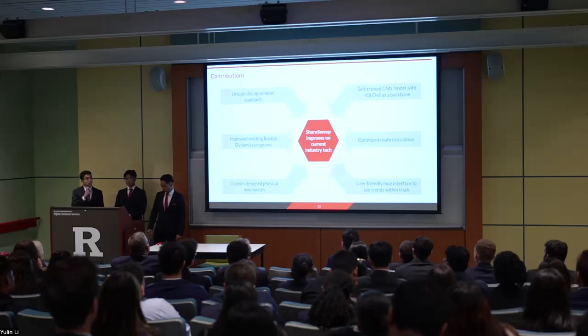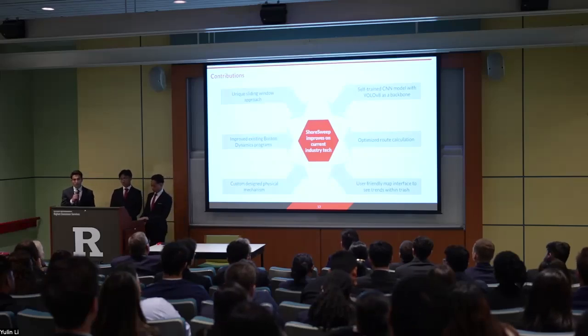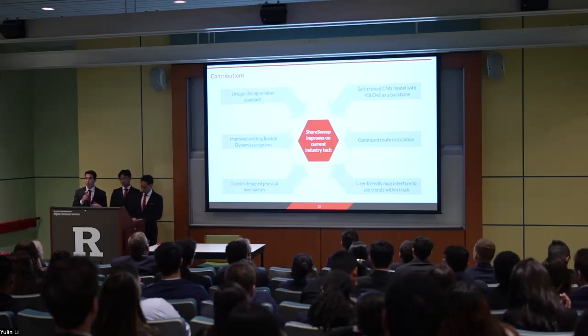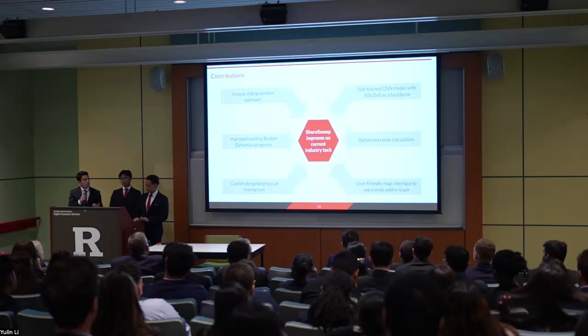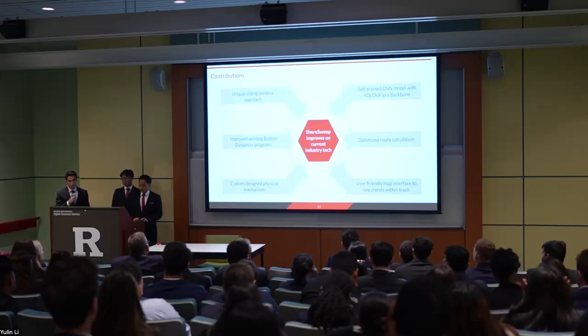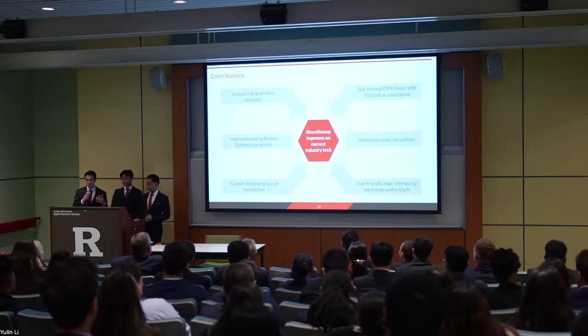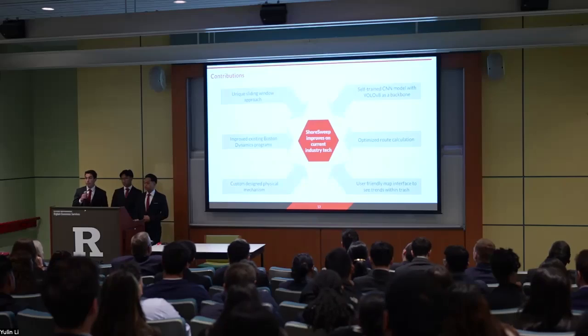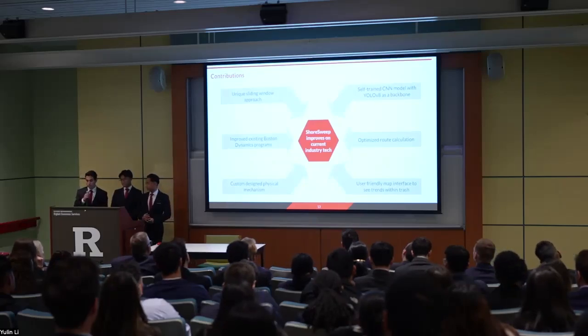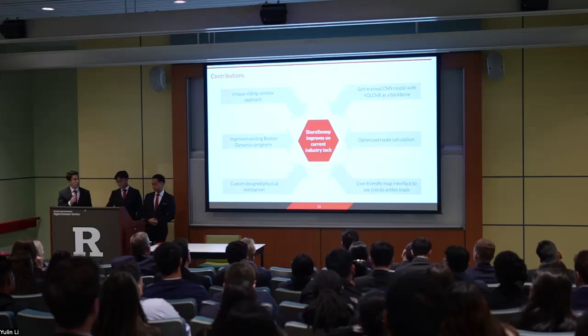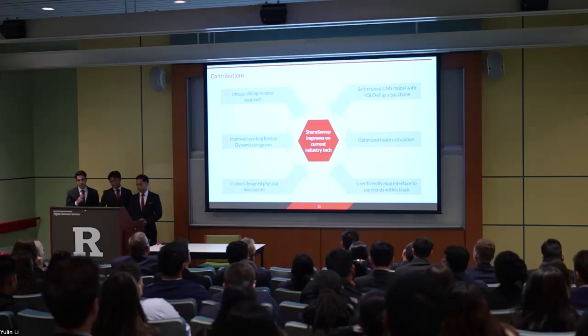Yeah, and so here are 6 key contributions that we have that really emphasize why Short Sweep is improving on current tech. As we mentioned, we're using the sliding window approach. We're improving existing Boston Dynamics programs. We're making them a lot more user-friendly. We're also using a custom designed physical mechanism. We have a self-trained CNN model with YOLO V8 as our backbone, our optimized route calculations, and finally, those user-friendly maps that you just saw to recognize trends within the trash.